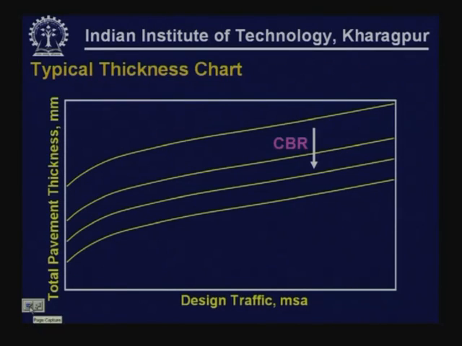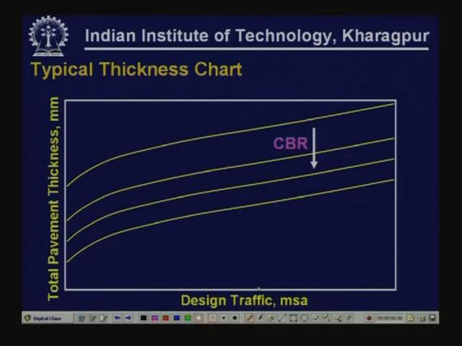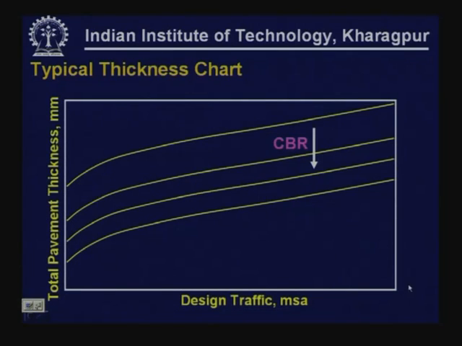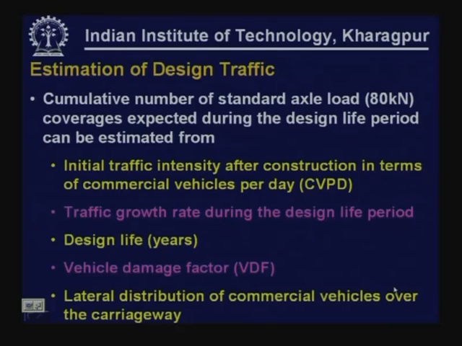So, for a given traffic volume which can be estimated for a given design period, and for a given subgrade CBR value, the total thickness to be selected is given by the chart. Once we obtain this total thickness, this is the total pavement thickness. This can be split into the component thicknesses. So, the cumulative number of standard axle load coverages expected during design life period can be estimated from this.